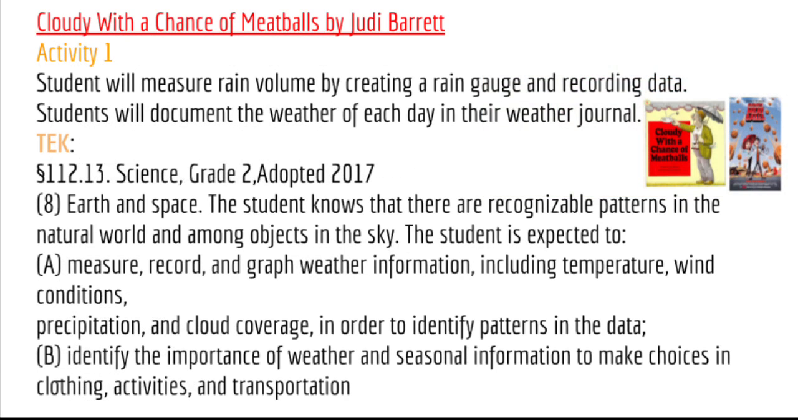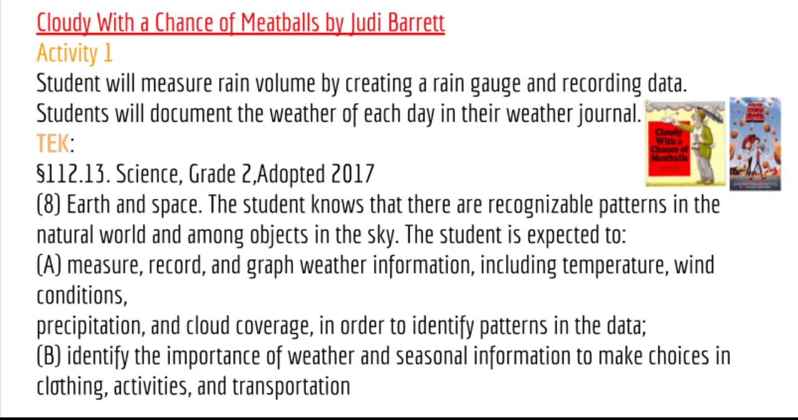For the first activity, the book I decided to choose was Cloudy with a Chance of Meatballs by Judi Barrett. In activity 1, the students will measure the rain volume by creating a rain gauge and recording data. And then they will record that data and document the weather each day in their weather journal.